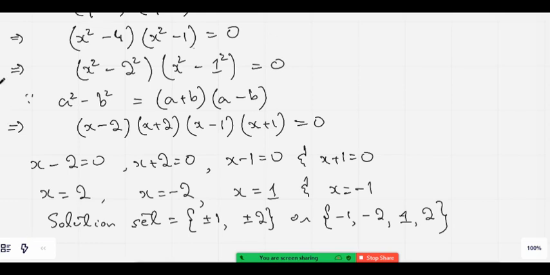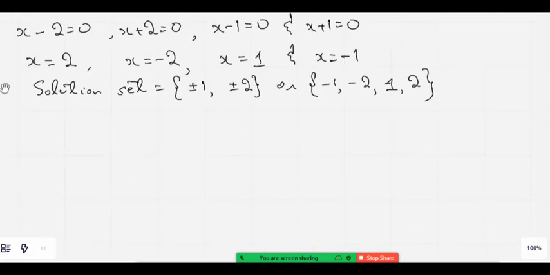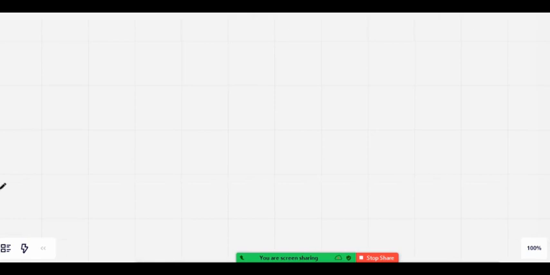Okay, now let's see one more question. Okay, so now next question is 25x power 4 minus 4x square equals to 0. And you see you're having the first term and the second term, and the third constant term is absent here. So how you're going to handle such kind of case?